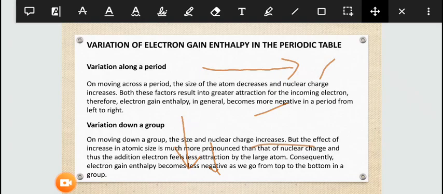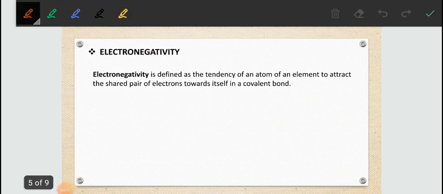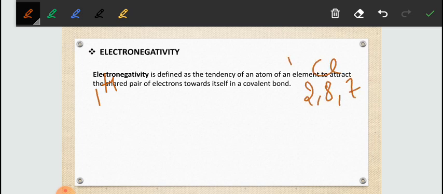Next is electronegativity. What is electronegativity? Electronegativity can be defined as the tendency of an atom to attract the shared pair of electrons towards itself in a covalent bond. For example, I can give you the example of HCl. The atomic number of hydrogen is 1 and chlorine is 2, 8, 7, meaning atomic number 17.